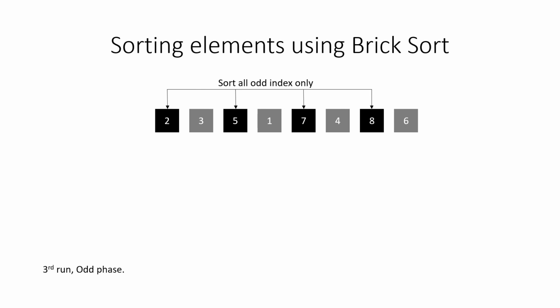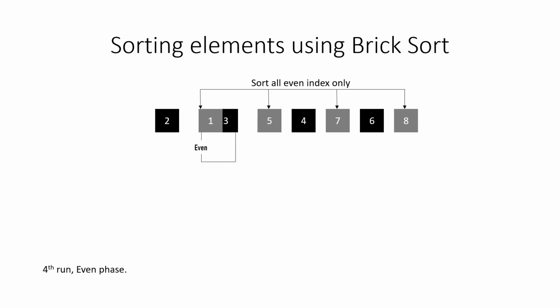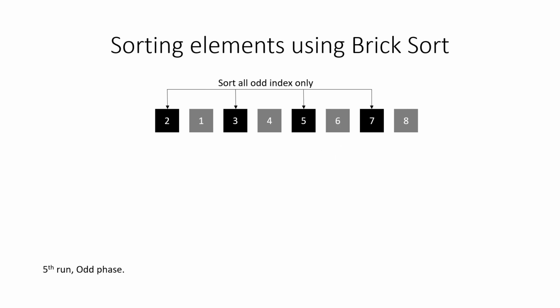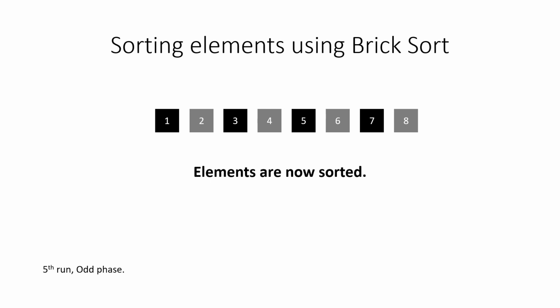Now for the third one, we'll go back to the odd phase and then continue comparing its immediate successor and swap if the two are out of order. Then proceed to the next step, which is the even phase. Then do the same comparison and swap. Now for the fifth step, we'll go back to the odd phase and do the same procedure. And as you can see, after running 5 steps, we have now successfully sorted the elements.